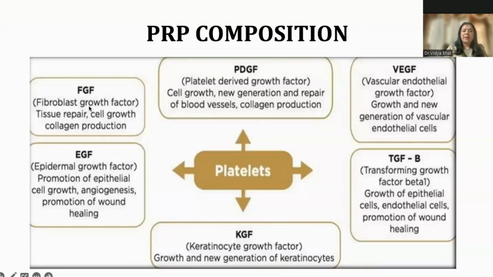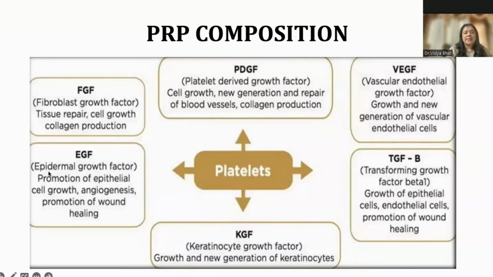PRP has fibroblast growth factor, that is tissue repair and cell growth, collagen production, then platelet-derived growth factor, that is cell growth and new generation and repair of blood vessels and collagen production, VEGF, that is vascular endothelial growth factor, that is growth of new generation of vascular endothelial cells, transforming growth factor beta, that is growth of endothelial cells and promotion of wound healing, and keratinocyte growth factor, that is growth and new generation of keratinocytes.